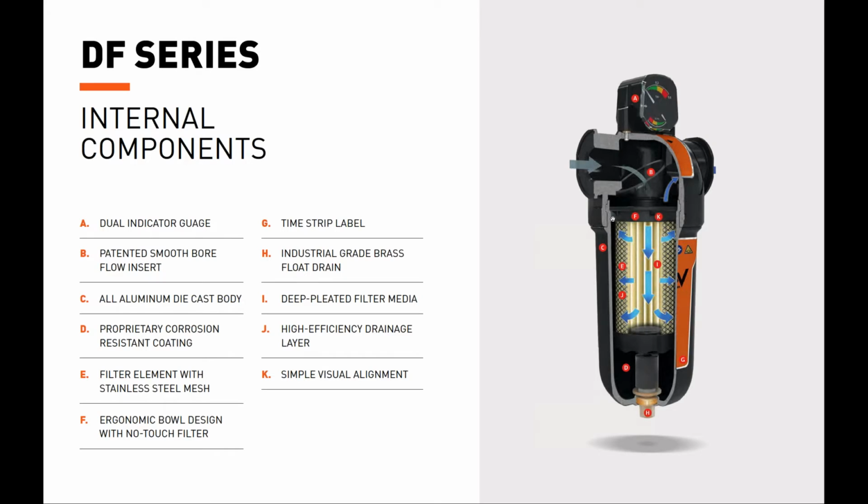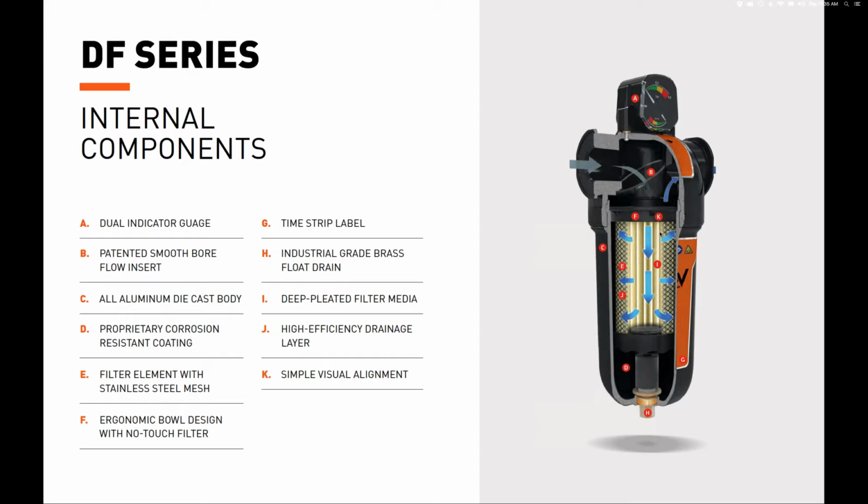Item F is the ergonomic bowl design with no-touch filter. So you simply place the cartridge inside the filter and you just tighten the cartridge and the housing together to install the filter. Item G is a time strip label. This is used on the Series V carbon filter, which indicates when to change the element. Item H is the industrial grade brass float drain, and this can be used in conjunction with our zero loss auto drains.